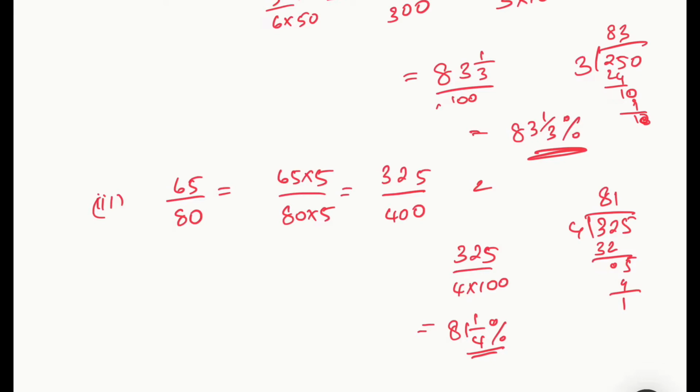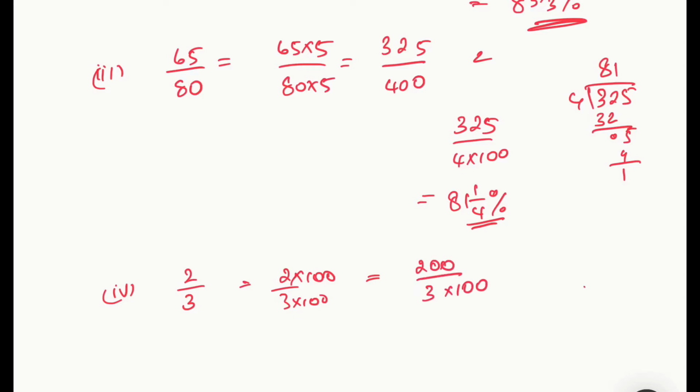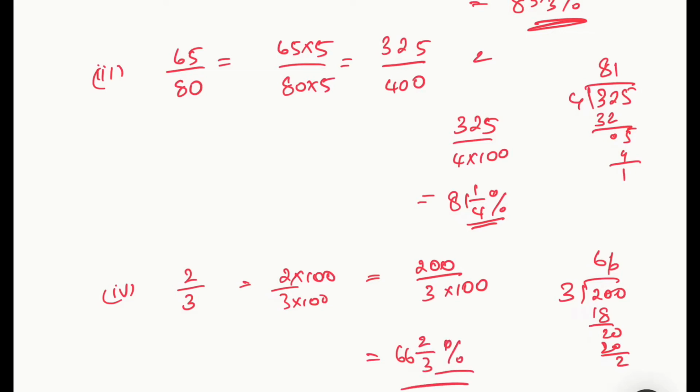Now coming to the next question. The fourth one, I have 2 by 3. I can directly do it as 2 by 3 into 100 into 100. So I'll get 200 by 3 into 100. What is 200 by 3? 3 sixes are 18, 20, again 6, again 20, 2 balance. So I'll get 66 2 by 3 percentage. Hope it's clear to you all.